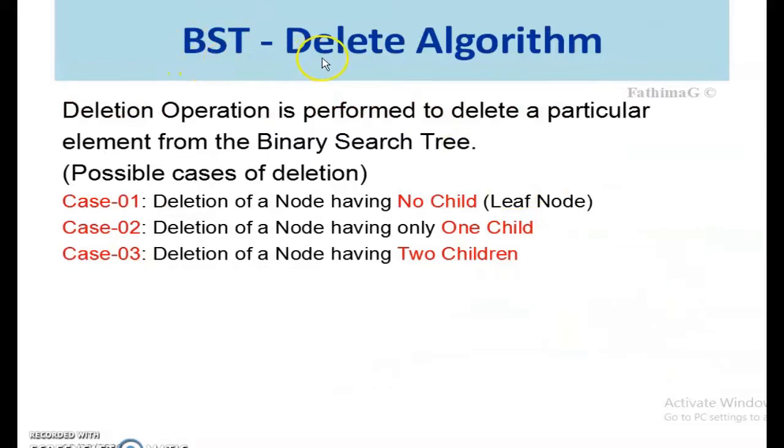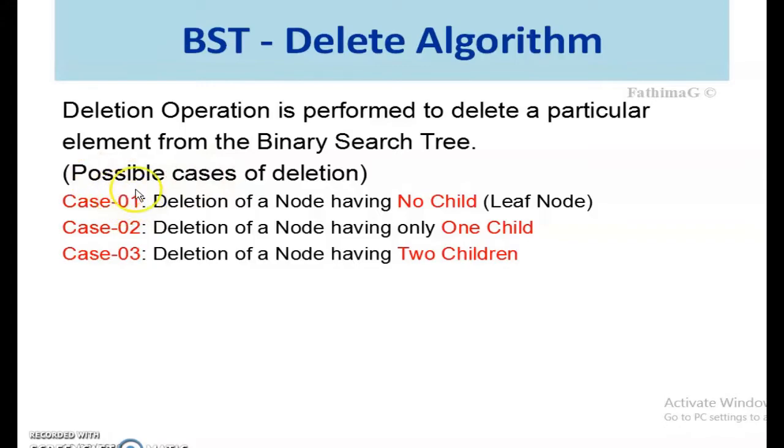Next, let us see the algorithm for deletion. Deletion operation is performed to delete a particular element from the binary search tree. Deletion process is slightly complex as we have to consider the three possible cases of deletion differently.